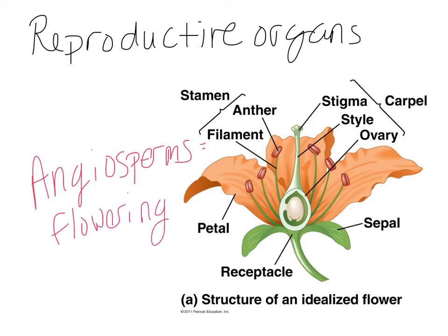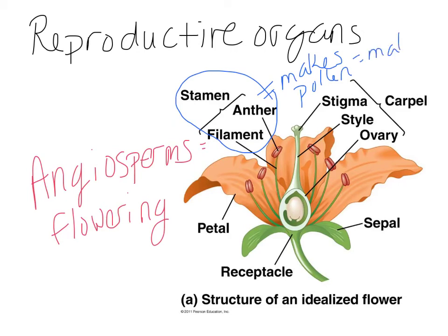Okay, and your main basic parts of the flower that you need to be comfortable with would be the stamen here, which includes the anther and the filament. The anther is what makes pollen. Okay, pollen is essentially plant sperm. Okay, so that's the male portion of the plant.